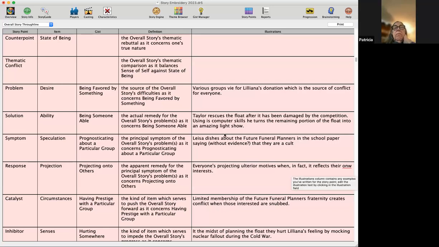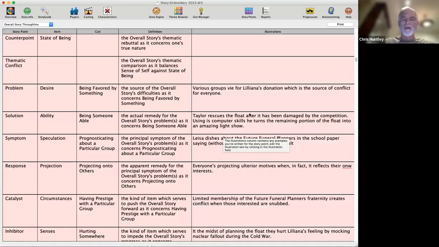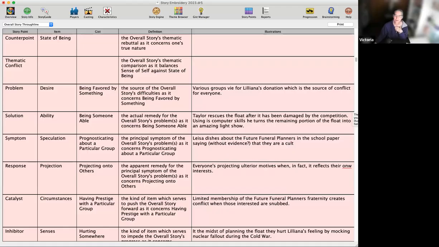Right. All right. Victoria. Relationship signpost two.